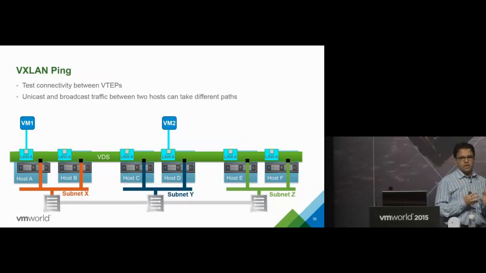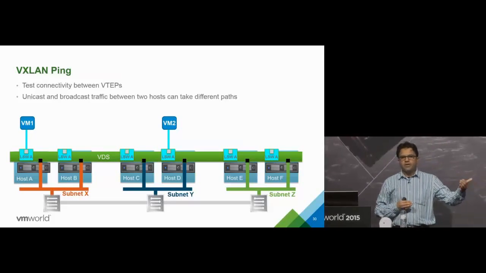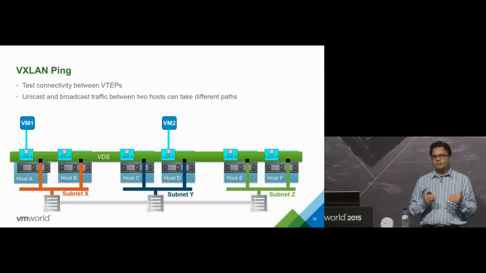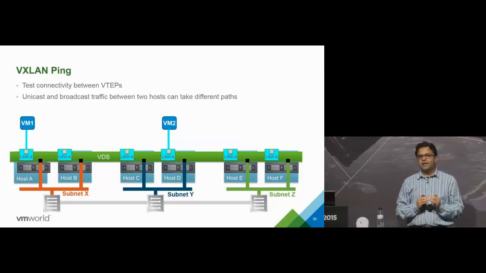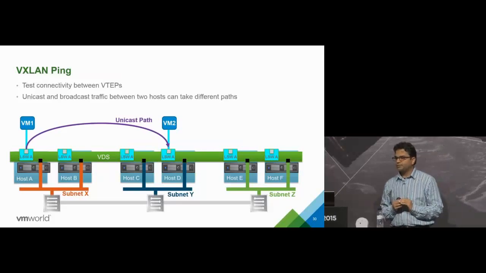The first thing that you will do, you will log into the guest virtual machine, VM1, and then you will initiate a regular ping between VM1 and VM2. If the ping is failing at that level, the next thing that you should do is to make sure that your VXLAN connectivity is there. And for that reason, you're going to use VXLAN ping.